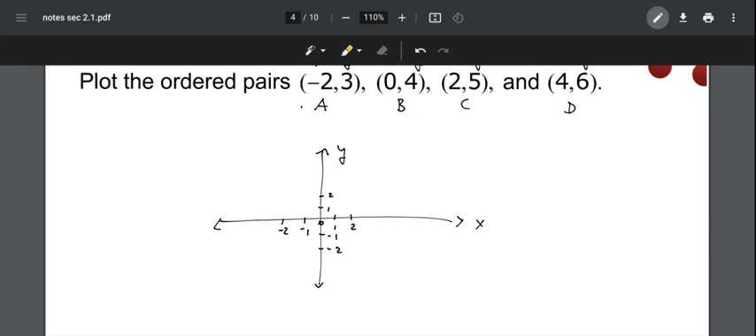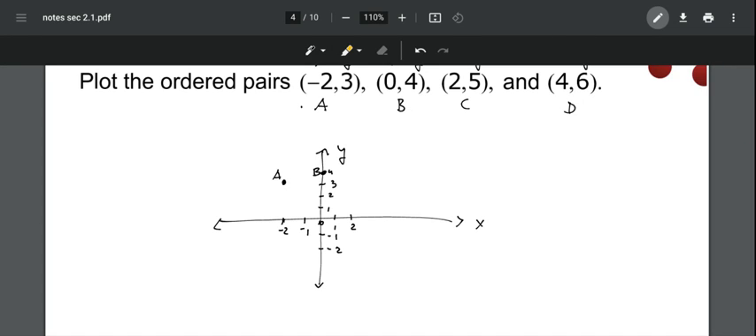So point A is (-2, 3). I'm going to find -2 on the x-axis. The y coordinate equals 3, so I'm moving from -2 three units up. And that's where we're going to have point A. Okay. Now, point B, coordinates (0, 4). So 0, it's right here. We have to find 4 on the y-axis. So this is B.